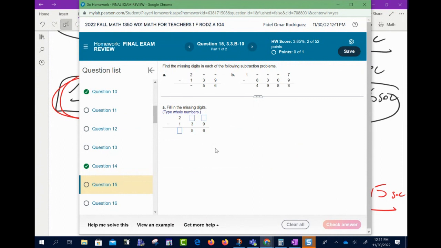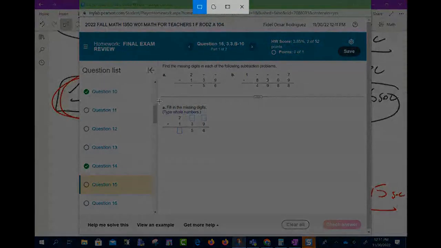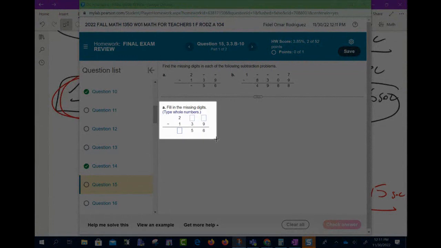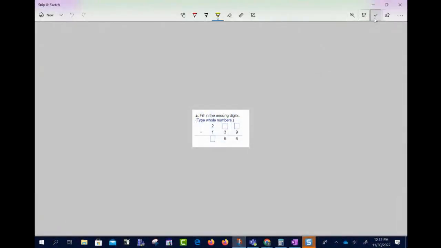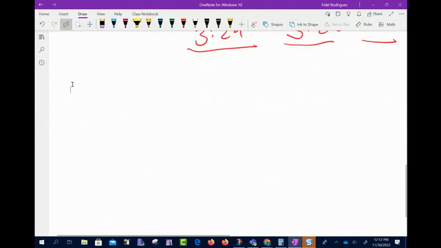Any other questions anybody has about anything? 15, let's do 15. Okay, so let me go ahead and copy this one here. And let's see if we can figure it out. Okay, so let me copy this. Let's bring it down over here.